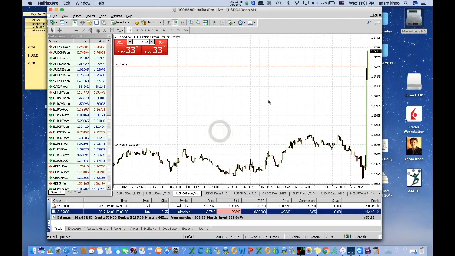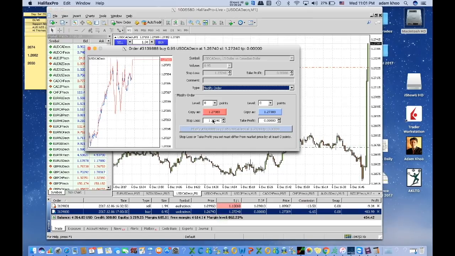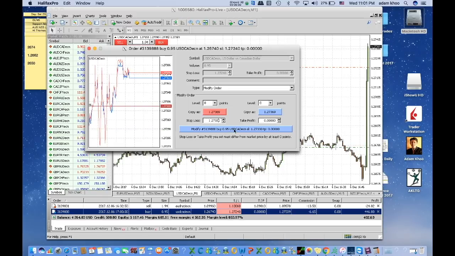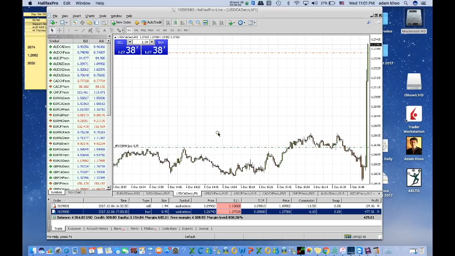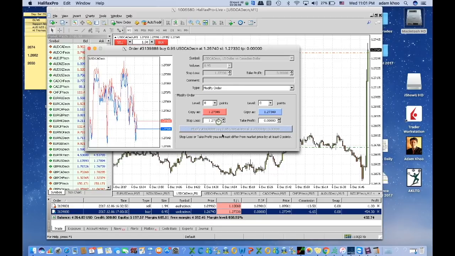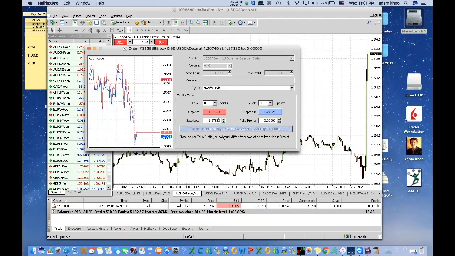Here we go. Well, it's still running. 1.2733. I'm going to raise my stop loss to 1.2733. It's still running. I'm basically raising my stop loss to wherever the current market price is, 1.2738. I'm going to raise it to 1.2738. Catch as much as I can.